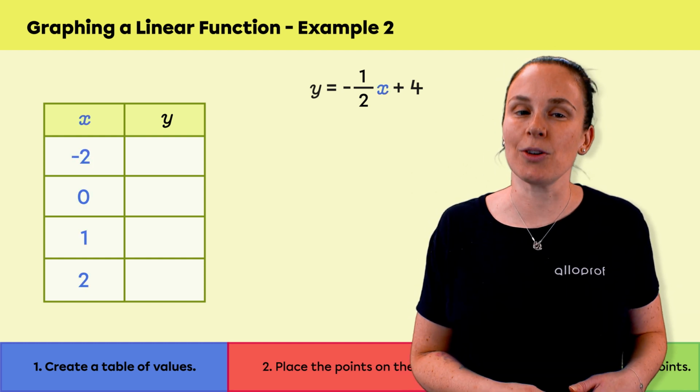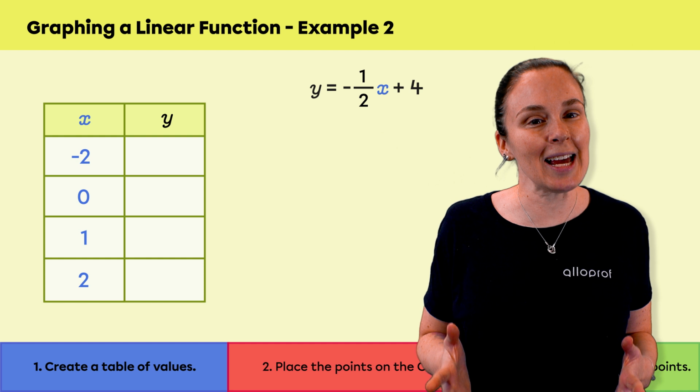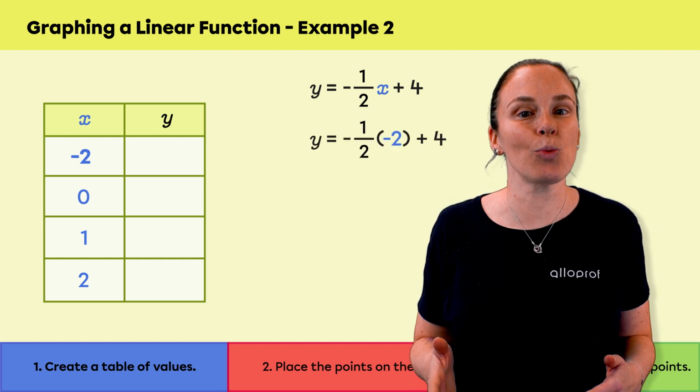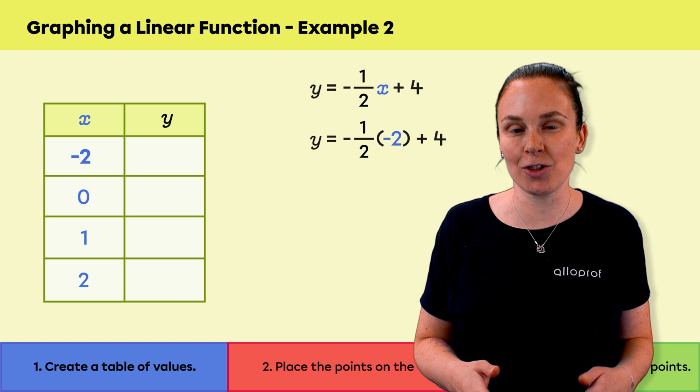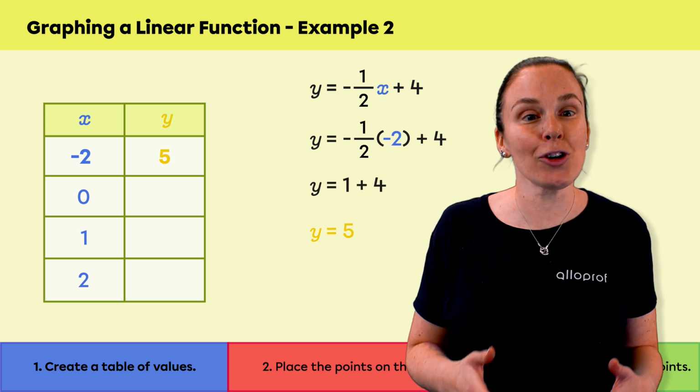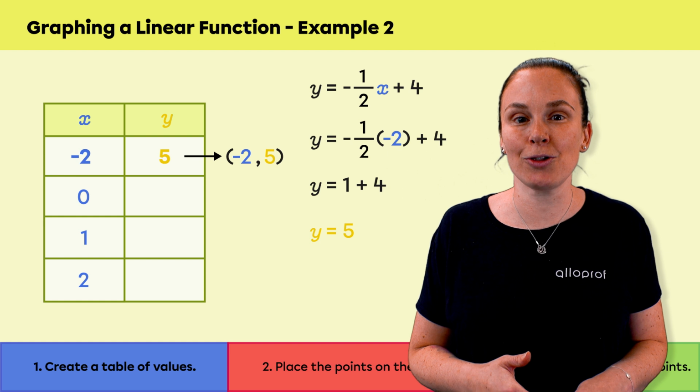Let's choose some x values. We'll start with x is equal to -2. Replacing x with -2 in the equation gives y equals -1/2 times -2 plus 4. Solving this gives y is equal to 5. The first point on the function is -2, 5.